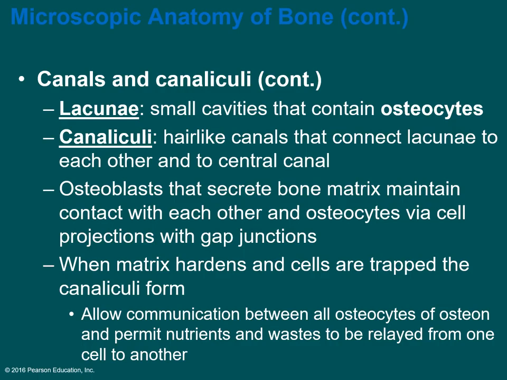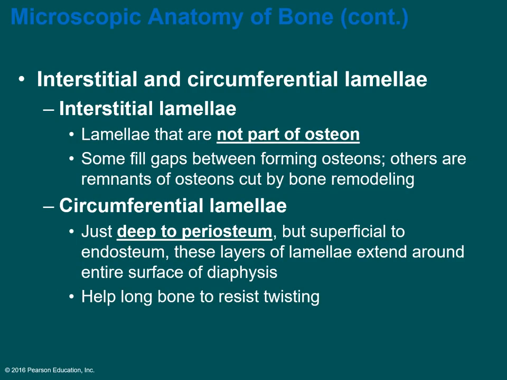Canaliculi are little tiny canals that will connect the lacunae to each other, and they will connect it to the central canal. Because those osteocytes, they may not be going through mitosis, but they are still living, which means they still need blood supply. They still need oxygen. They still need nutrients. And so they need to be connected. When that matrix hardens, the cells become trapped in there. But the canaliculi allow for the communication still between them.